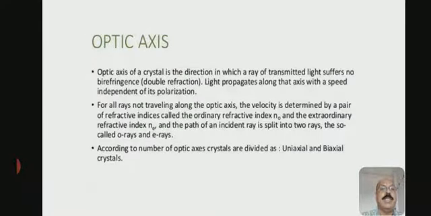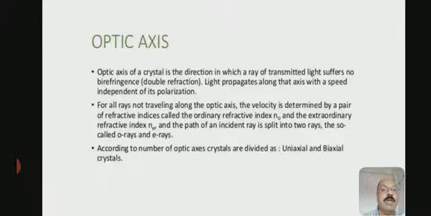What is the optic axis? The optic axis of a crystal is the direction in which a ray of transmitted light suffers no birefringence, that is, double refraction. Light propagates along that axis with a speed independent of its polarization. For all rays not traveling along the optic axis, the velocity is determined by a pair of refractive indices called the ordinary refractive index and the extraordinary refractive index, that is NE, and the path of the incident ray is split into two rays, the so-called ordinary ray and extraordinary ray.